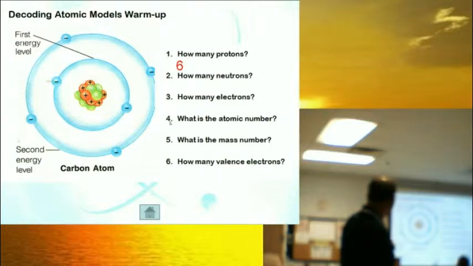How many neutrons, Blue Chris? There are 6. Very good. You just have to count them. 3 and 3 is 6. How many electrons, Dylan? 6. There are 6. You just have to count them.